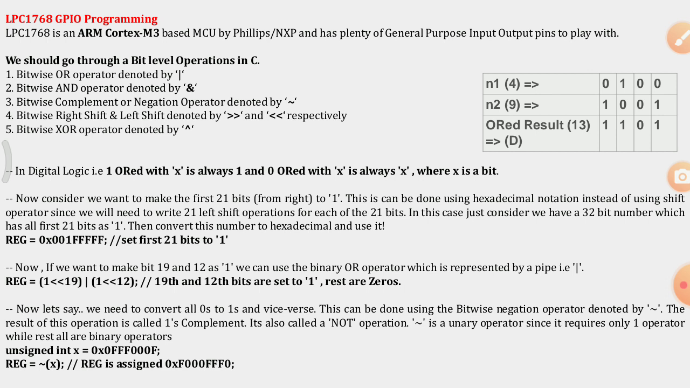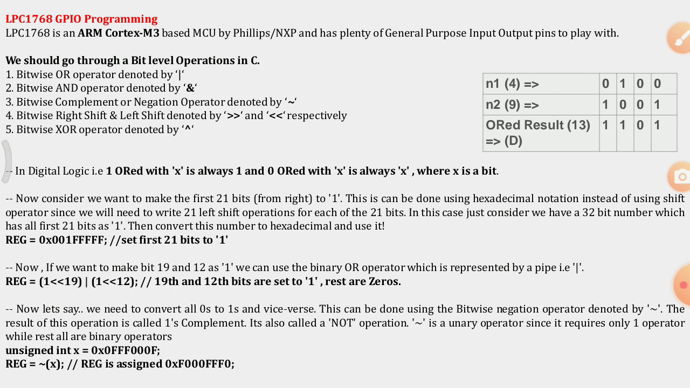Let us consider that we want to make the first 21 bits high, and that can be done as in the example shown below. Register is equal to 0x001fffff. Here we are writing all the first 21 bits as 1, and that is the hexadecimal number 001fffff, which we are going to load into the register.